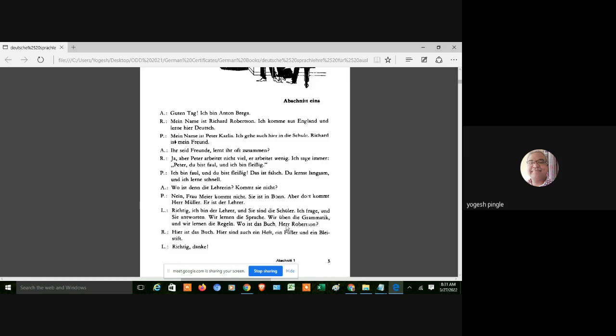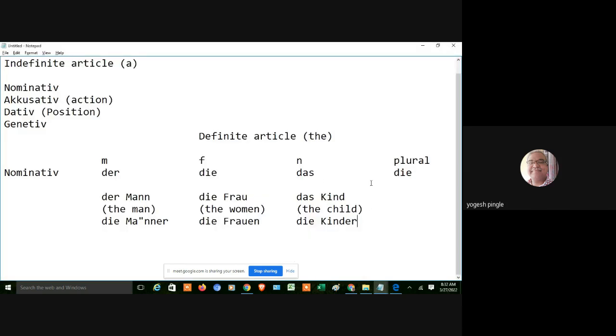Wo ist das Buch, Herr Robertson? Here ist das Buch. Now, here ist auch ein Heft. Ein Füller und ein Bleistift. Now what is this "ein"? This "ein" is nothing but the indefinite article. So now let's see the chart for the indefinite article.